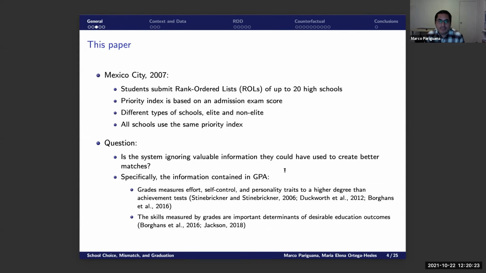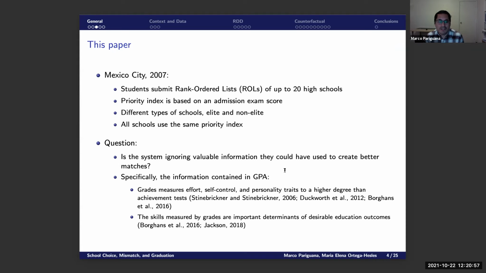So what we're going to do in this paper is work with data from Mexico City in 2007. This is a centralized admission system for high schools, where students submit rank order lists of up to 20 high schools. These are the application lists. The system has a priority index that is based on an admission exam score. And there are different types of schools. Let's call them elite and non-elite. I'll define them later. And all schools share the same priority index for admissions. So it's the same ranking of students to get admitted into the different types of schools.